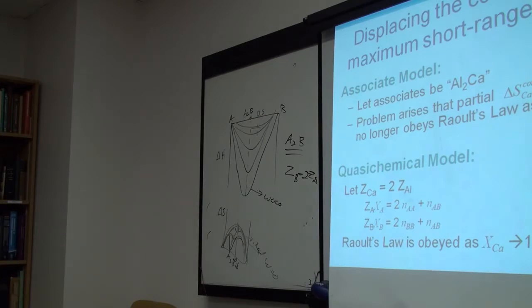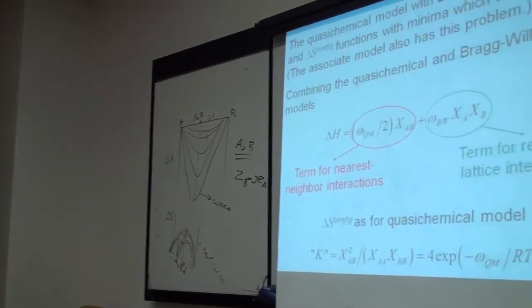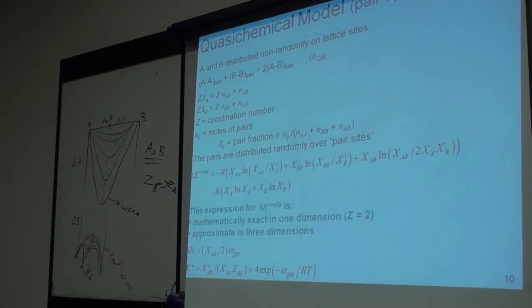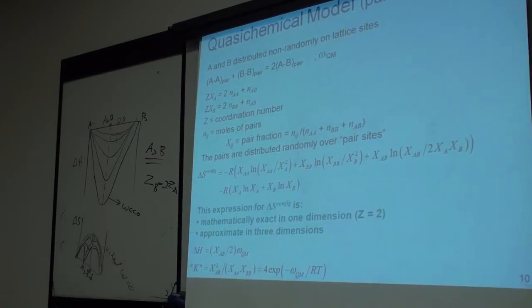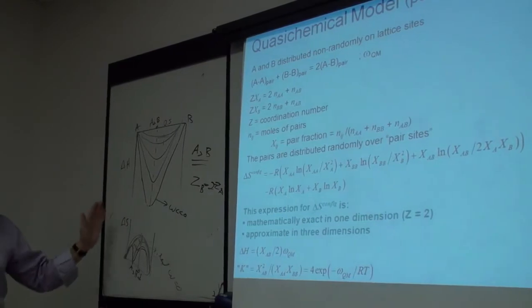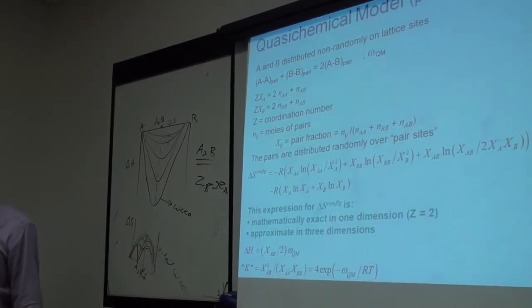I missed mentioning something that is one of the main features, and this is very easy to show too, of the quasi-chemical model. Let's go way back to the quasi-chemical model. When omega is very negative, the quasi-chemical model gives you this U shape. When omega equals 0, the quasi-chemical model reduces to the ideal solution, which is what you expect, what you want, which the associate model doesn't.